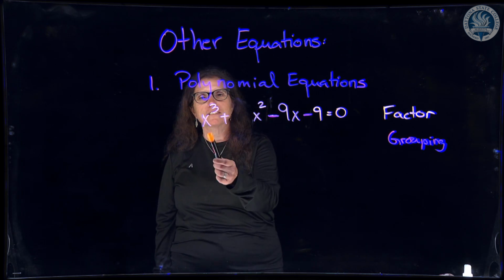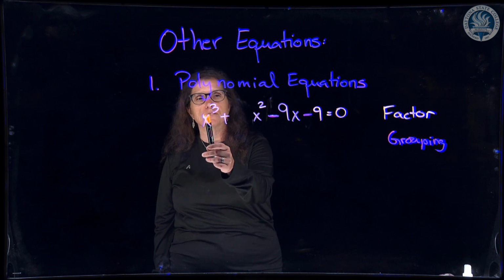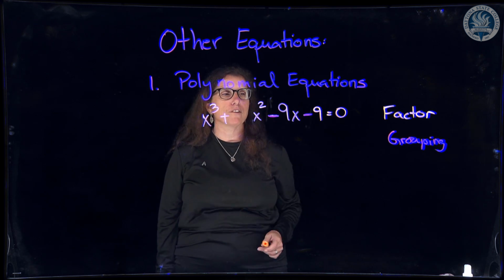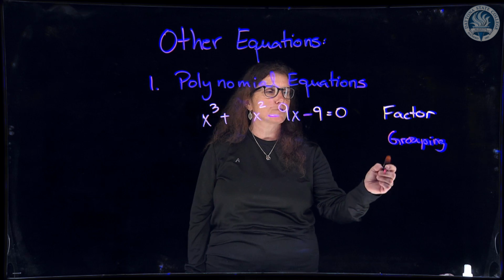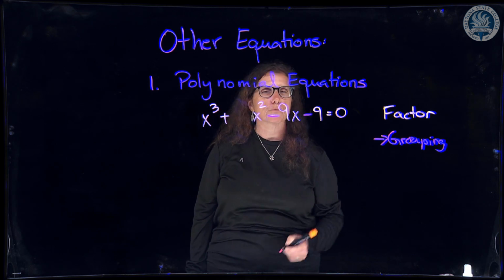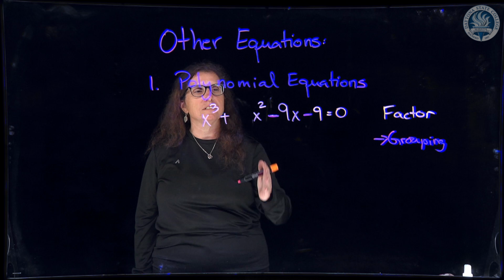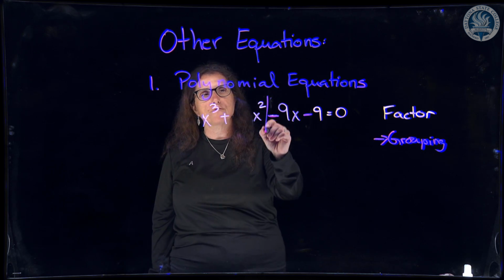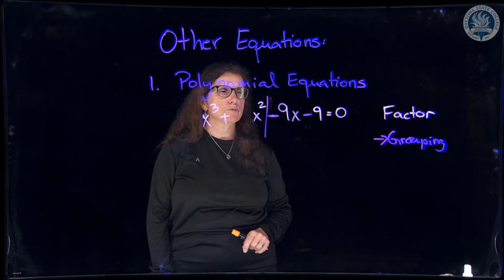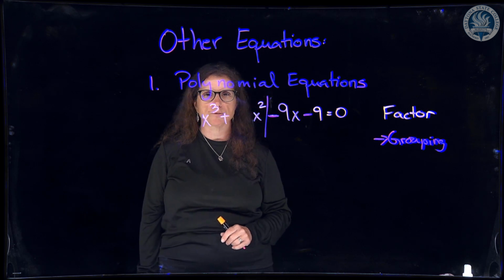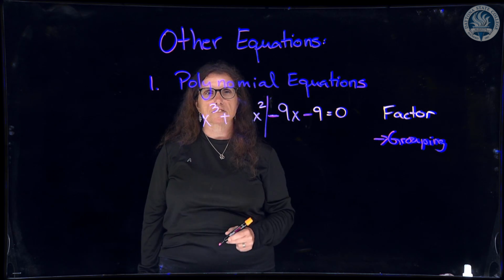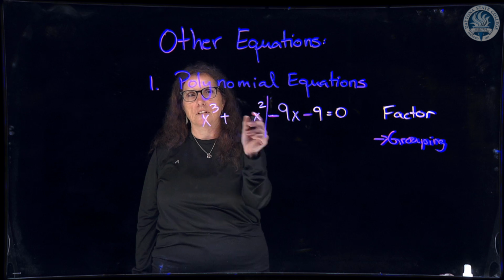And how do we factor these? How many terms? Always count your terms. 1, 2, 3, 4. We have 4 terms. That means we have to factor by grouping. Grouping, we divide the terms in half, and we factor the first 2 terms, and then we factor the last 2 terms. X cubed plus x squared, what is in common?